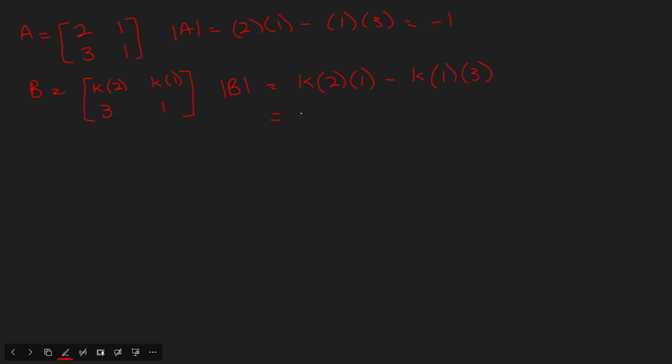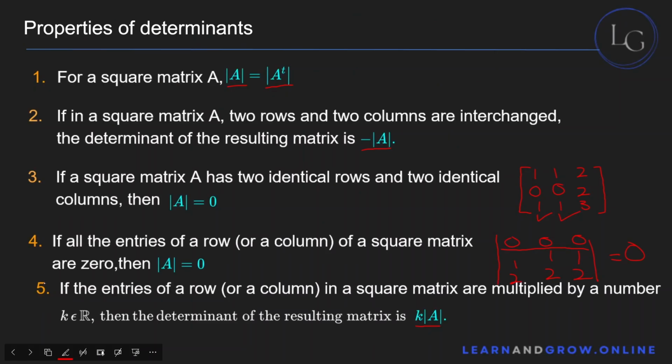Well, as you can see, B can be written down as k into the determinant 2 1 minus 1 3. So this is equal to k times the determinant of A. What this proves is that if you multiply a constant k with any row of A, the constant will be multiplied with the determinant of A. If you multiply the second row of B with the constant k, it will give you the same result. If you multiply the constant k with any column of A, it would give the same result. So that is what property number 5 says.